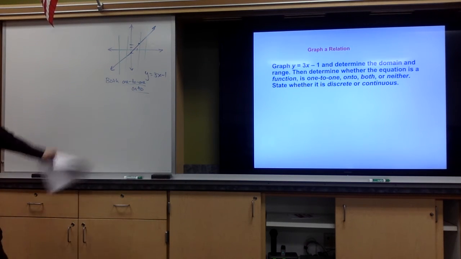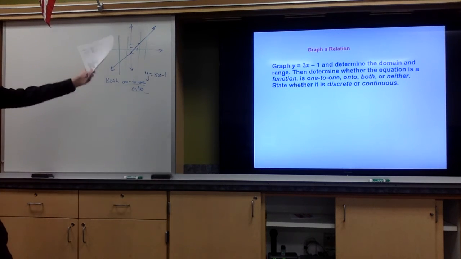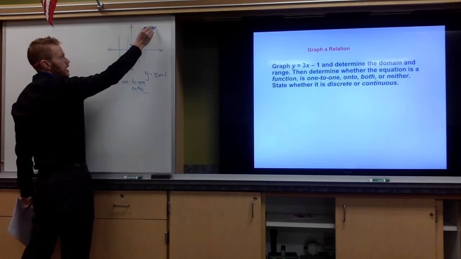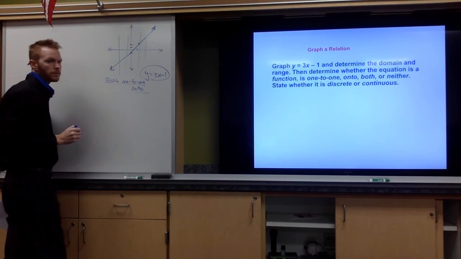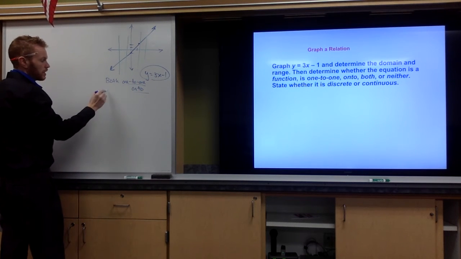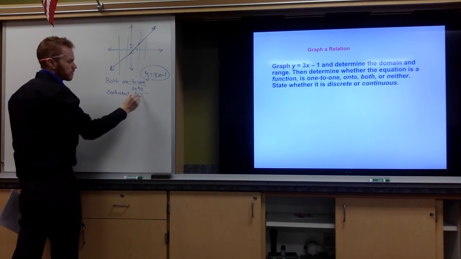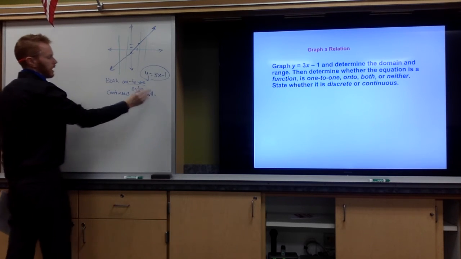Is this relation? Remember, relations are all these data points, and there's an infinite number here. Is it discrete or continuous? This is continuous because it goes on forever, right? That's what these arrows indicate, and we know when we graph a line, it's continuous. It's infinite. So this is a continuous relation.